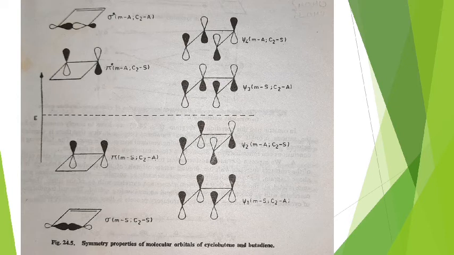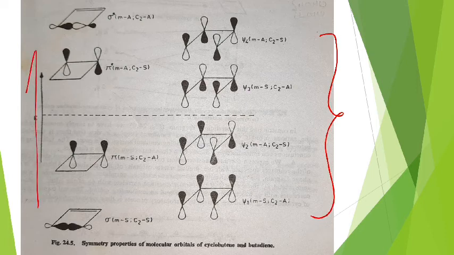These 4 are molecular orbitals of butadiene, which are represented by psi1, psi2, psi3, psi4. This is the increasing energy. Psi1, psi2 are ground state orbitals of butadiene and psi3, psi4 are excited state orbitals of butadiene.